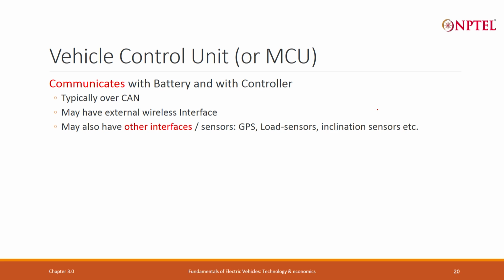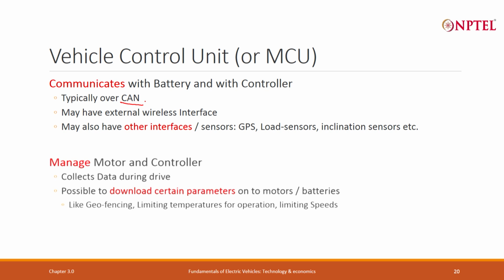Vehicle control unit, as I told you, communicates with the battery and controller typically over a standard called CAN bus. CAN bus is more or less adopted throughout the world as a standard for in-vehicle communication. It may have an external wireless interface, may not, but nowadays it increasingly does. It may have other interfaces, for example, GPS positioning. It may have load sensors, how much load is already there on the vehicle, inclination sensors, and all this information may actually be fed to a server.